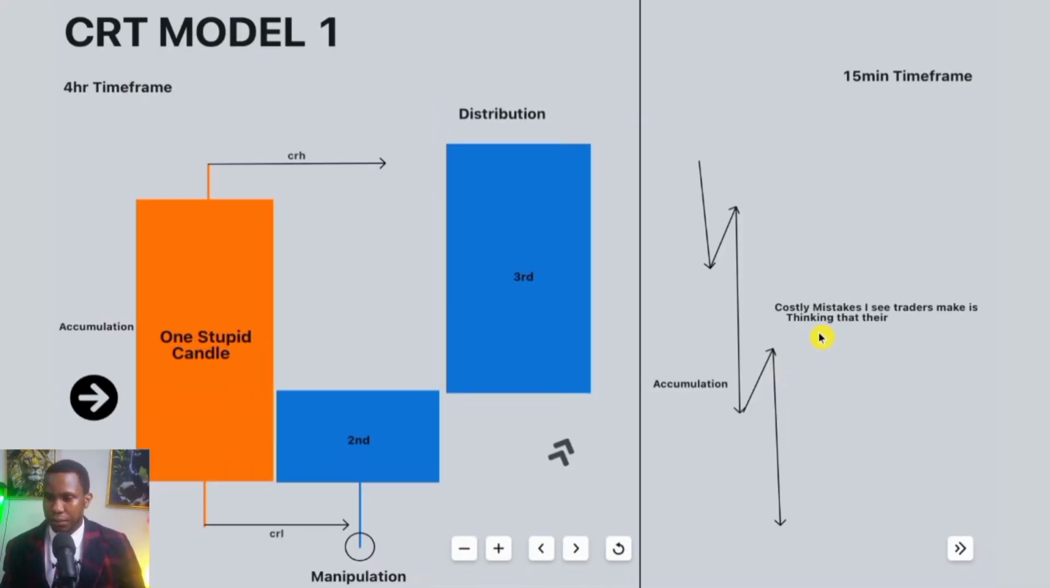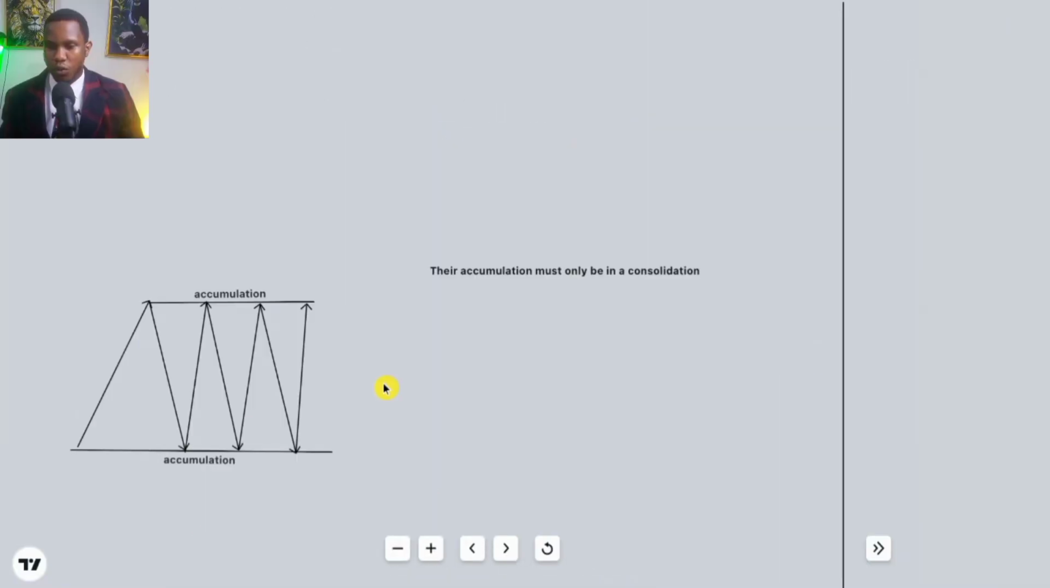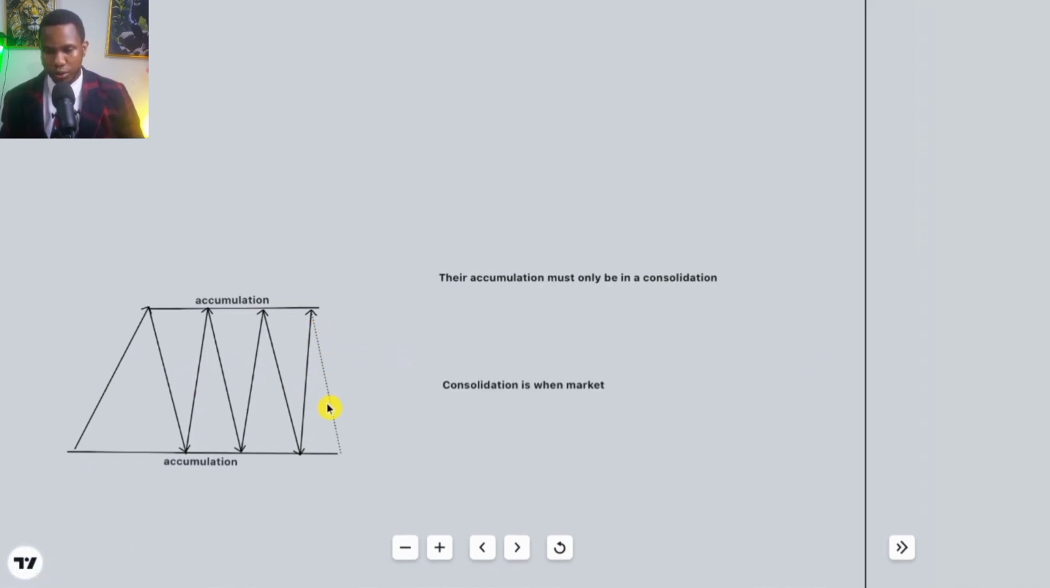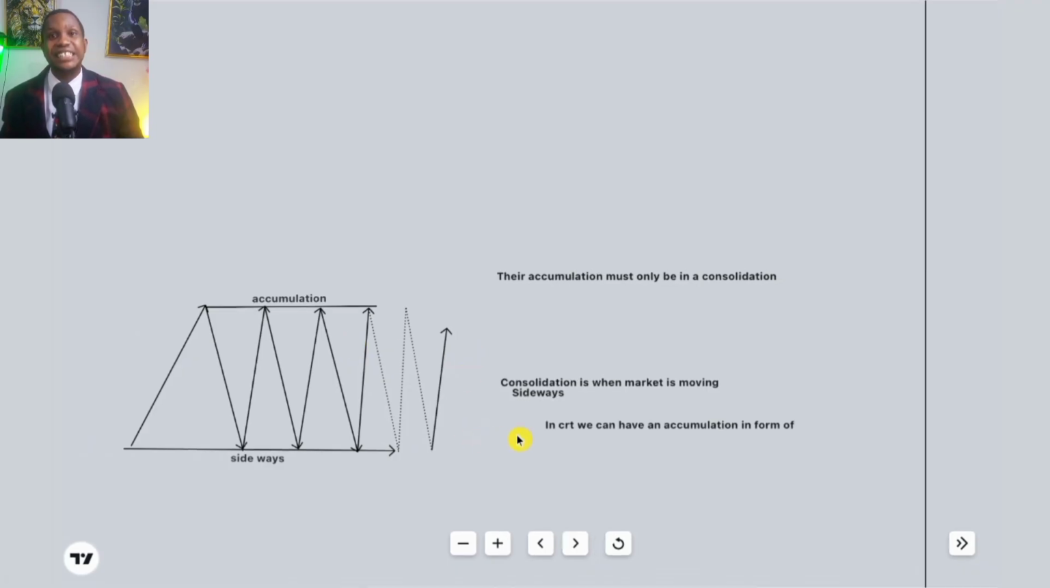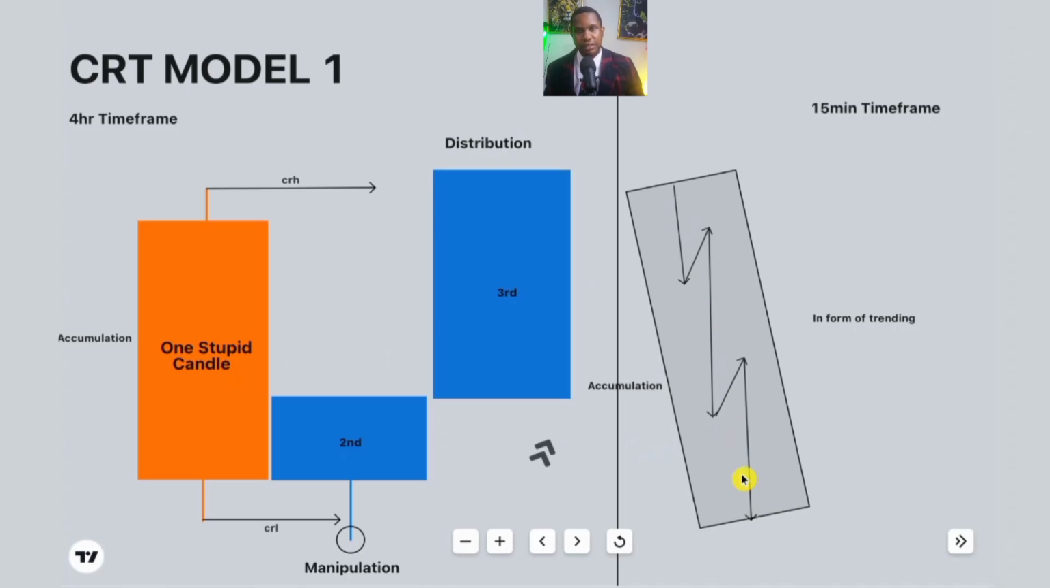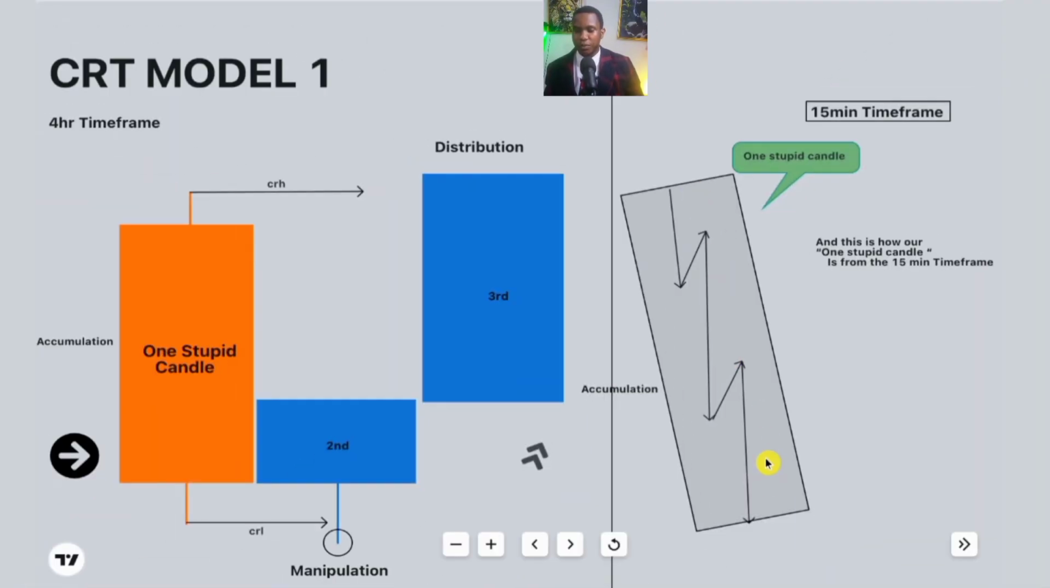Accumulation, traders. The mistake I mostly see new traders make is thinking that their accumulation must only be in consolidation form. A consolidation is when the market is moving to the right side. But in CRT, traders, our accumulation can be in the form of trending markets. So this is our one stupid candle from the daily time frame.